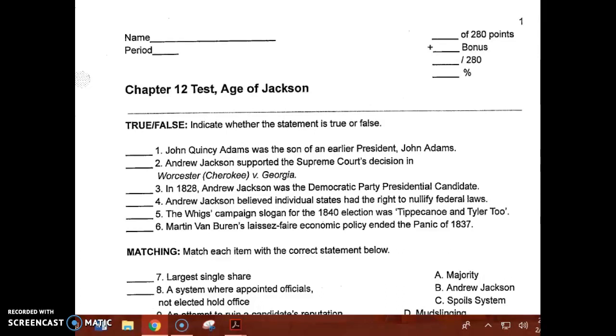Number 1. John Quincy Adams was the son of an earlier president, John Adams. Number 2. Andrew Jackson supported the Supreme Court's decision in Worcester, Cherokee versus Georgia. Number 3. In 1828, Andrew Jackson was the Democratic Party presidential candidate. Number 4. Andrew Jackson believed individual states had the right to nullify federal laws.